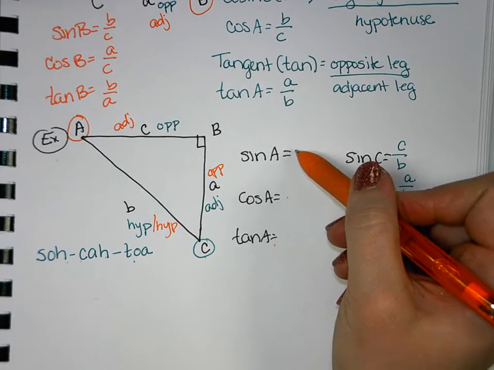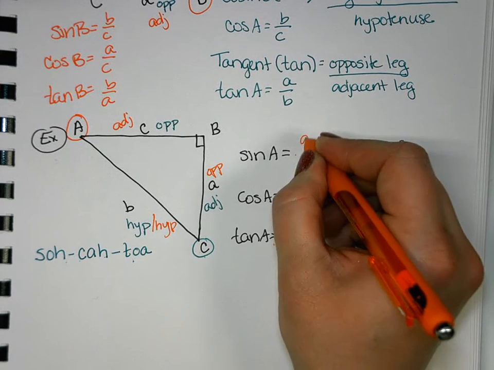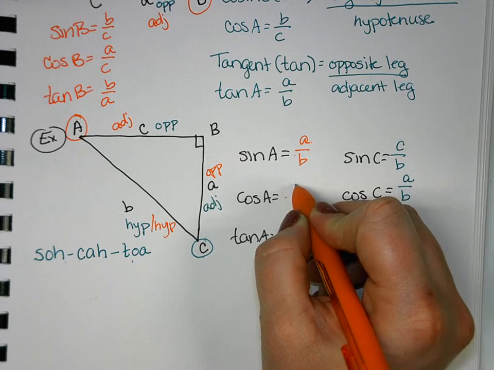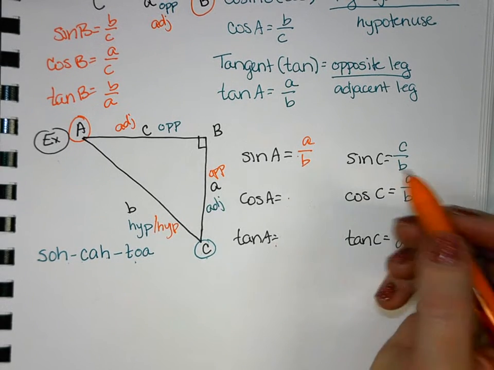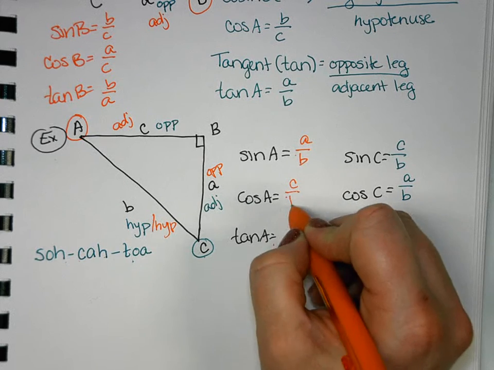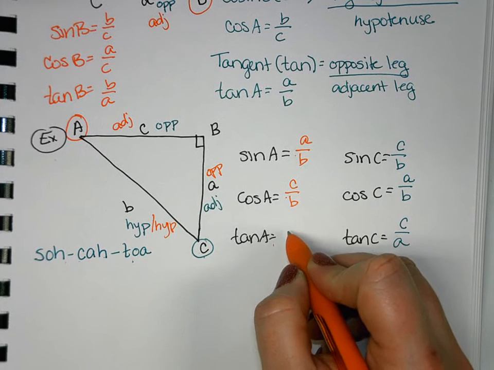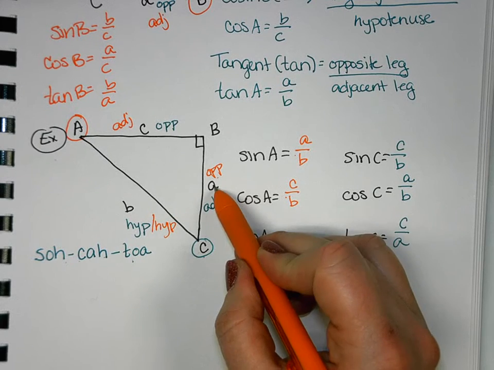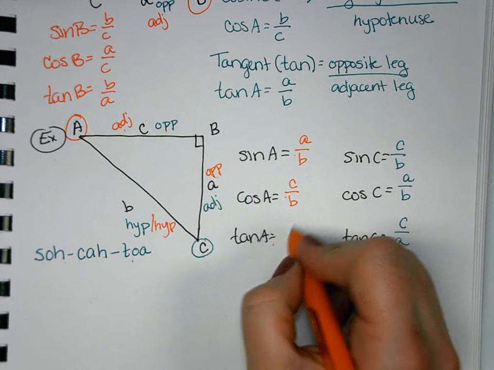So what's sine? A over B. What's cosine? C over B. And tangent? A over B. Or no. Opposite over adjacent. So A over C.